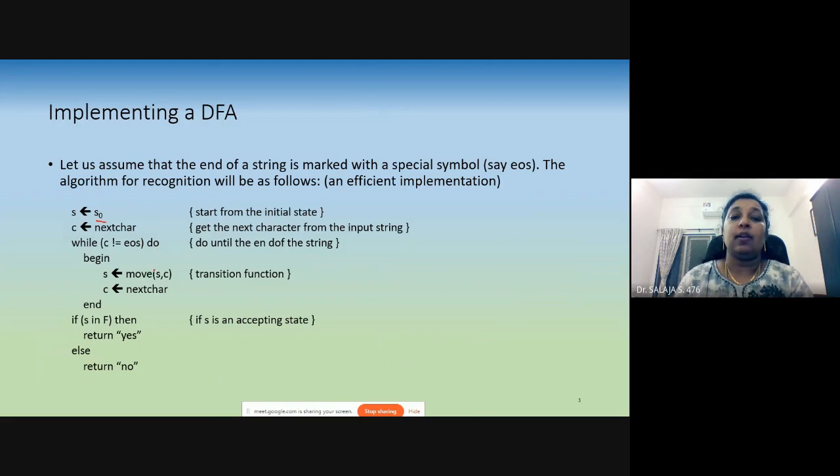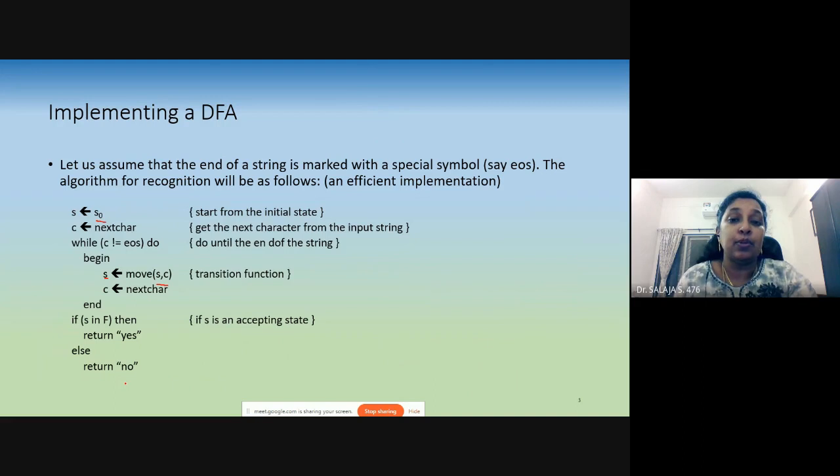And then you have a transition. You check whether you have an input pair on s comma c, which leads to an output state, which is now stored in the current s. And you read the next character. This moves on until I reach the end of the string. Now, at the end, check if s is in F, the final states. I am going to check whether s is a part of the final state subset, because it is a set of states which is part of Q. If so, you return yes. If not, you return no.